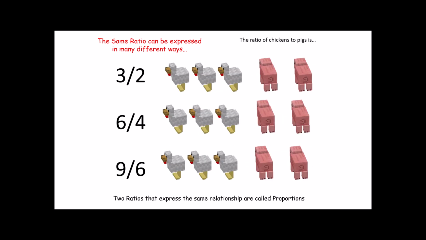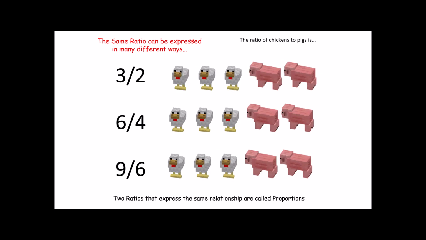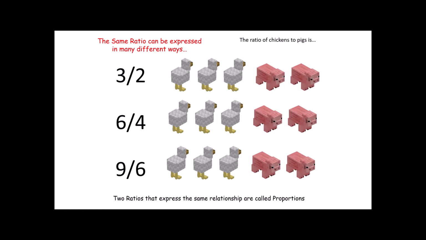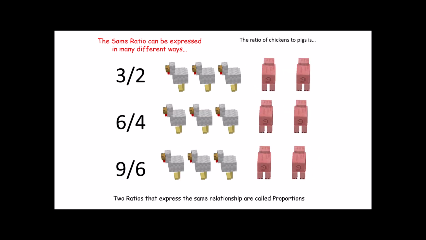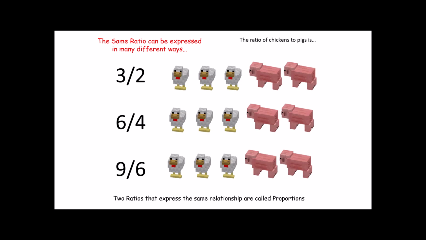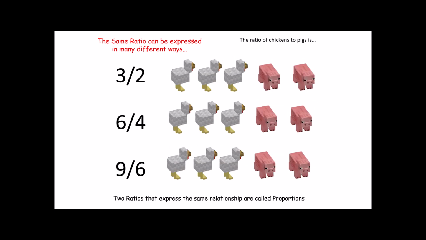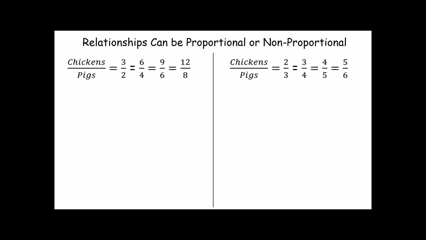If I have 12 chickens, I'll have 8 pigs. If I have 15 chickens, then I would have 10 pigs, and so on and so forth. When you have two ratios that express the same relationship, we say that the ratios are proportional, or we shorten that to just saying that they are proportions. Now, this next slide has 2 sets of ratios. Chickens to pigs over here on the left is 3 to 2, 6 to 4, 9 to 6, and 12 to 8. It's the same relationship we saw on the previous page.